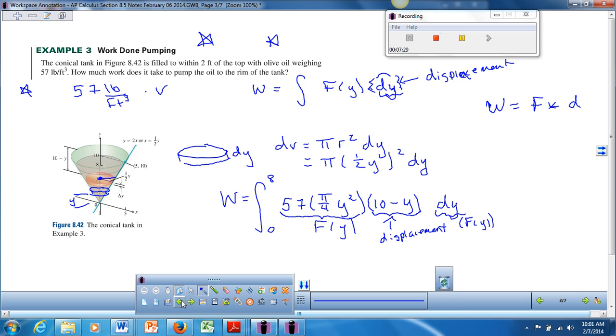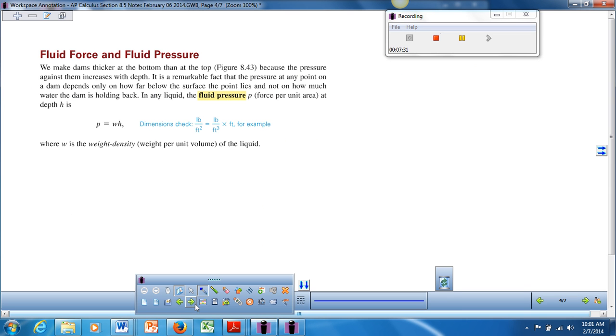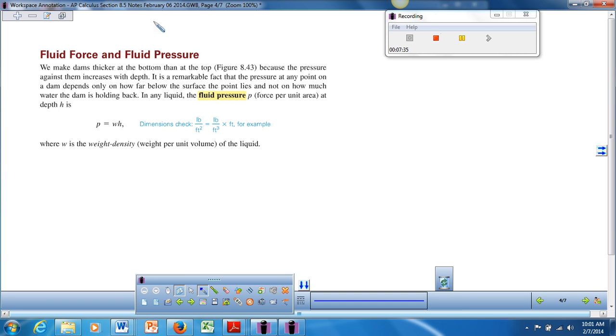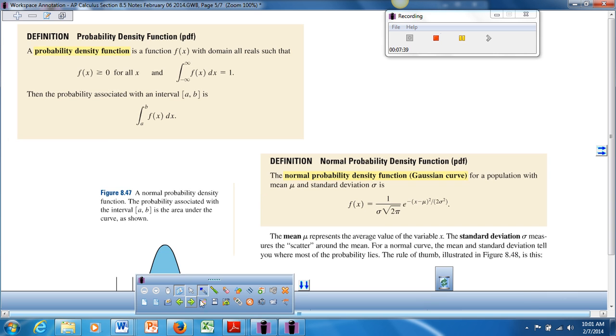All right, let's take a look at the other type of problem that I want to consider. I'm not really going to take the time to look at fluid force and fluid pressure. They're interesting, but they don't come up quite as often.